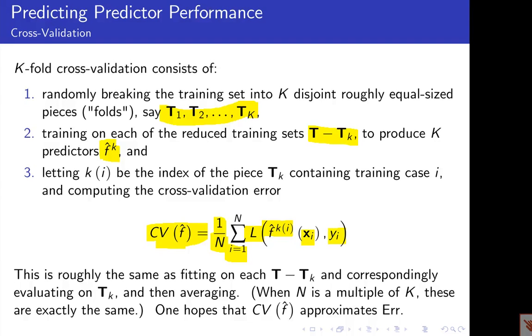One hopes that this cross-validation error for f hat then approximates ERR, and that ERR is a plausible, or a good, indicator of how well a prediction method can be expected to do.